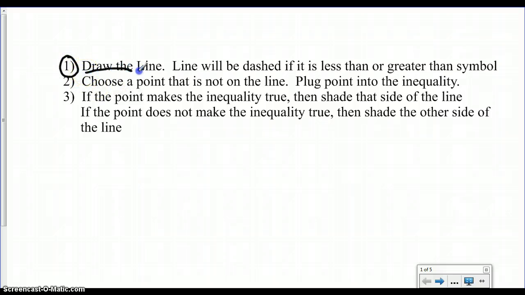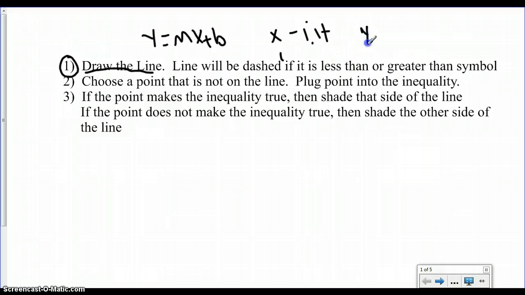It doesn't matter how you guys do it. You can get it into y equals mx plus b form if you want, or if you want to find the x-intercept or the y-intercept, that's fine. But what we want to do is we just want to graph the line. That's the first thing we want to do.